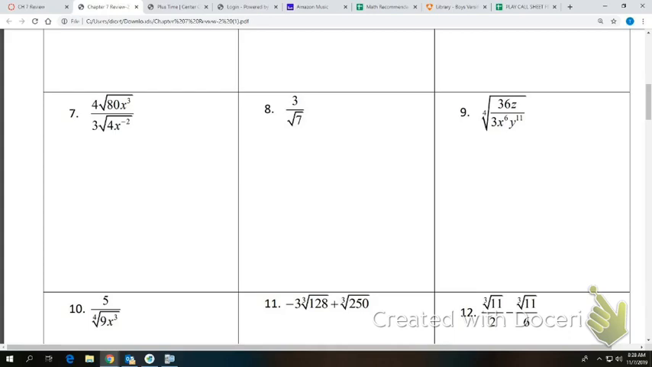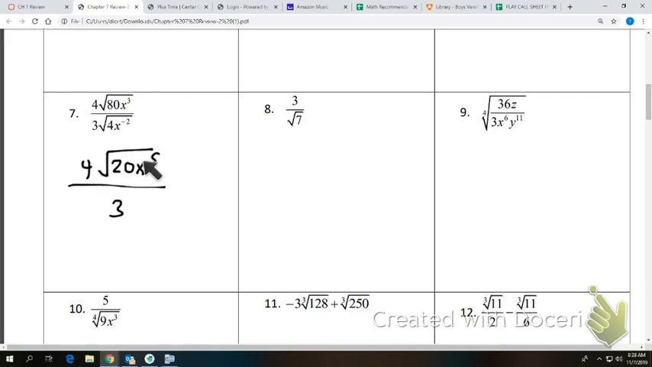Let's do number 7. Here's my recommendation. Simplify here first. Doesn't that make it a lot easier now? So that would give me 4 square root of what? Ooh, I love it. 20x to the 5th. We already went ahead and moved these two up here.